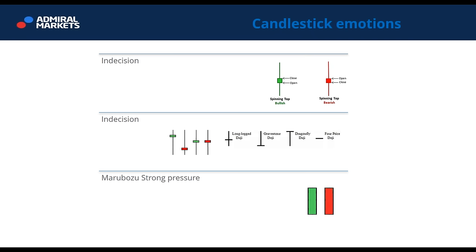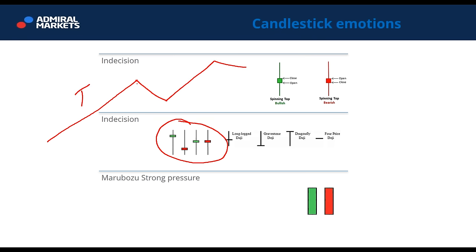Also, indecision candles are the long leg doji, gravestone doji, dragonfly, four price doji, something similar to this. All of these candles are actually indecision candles. Yes, I was talking about thrust, pullback, thrust and pullback. So this is thrust, this is pullback. This is thrust, this is pullback.